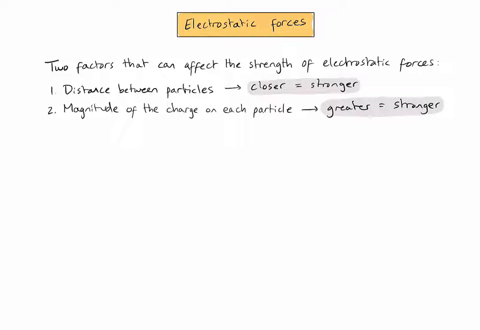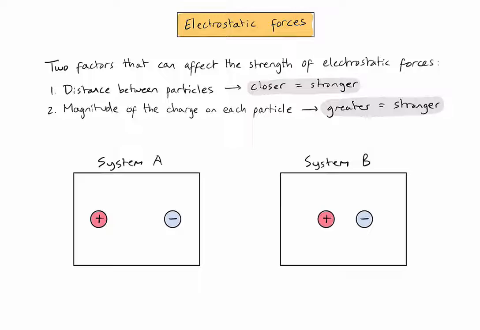Let's consider the first factor in an example. In both system A and system B, we have two oppositely charged particles, so we'd expect to see an attractive force between them in both boxes. However, in system A, we have a greater distance between particles. And in system B, you can see the particles are much closer together. For this reason, in system A, we would expect to see a weaker attraction between them, and in system B, a much greater attraction between them. I've tried to represent the greater attraction with thicker arrows.